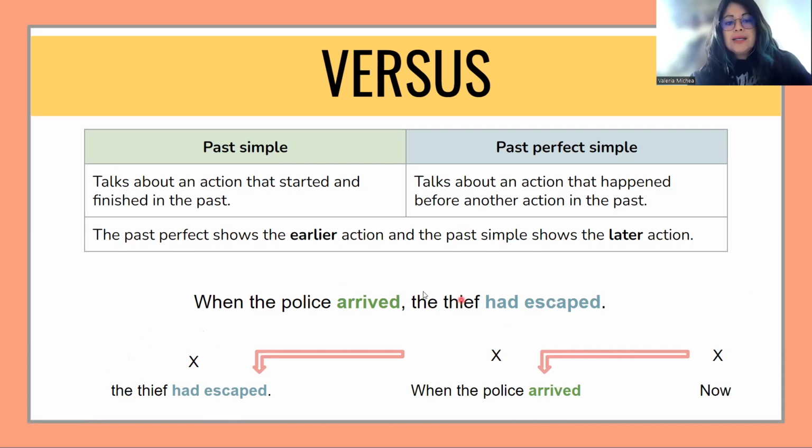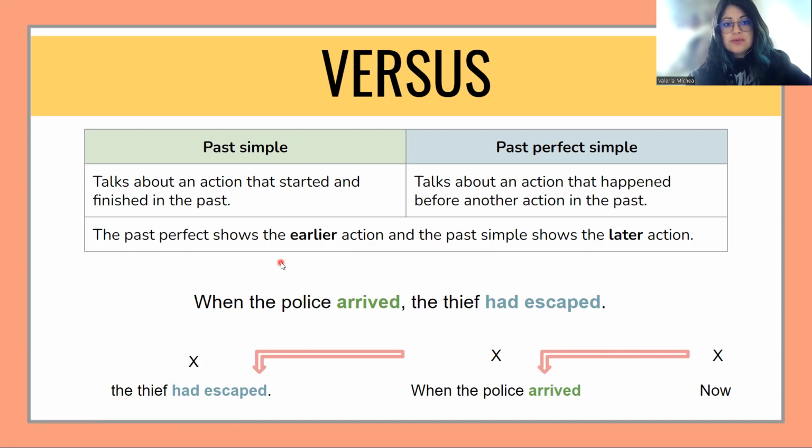We are going back in the past. So the past perfect shows the earlier action and the past simple shows the later action. Earlier action, nope. Later action, this is the past simple. Earlier action, yes, this is the past perfect, right? So remember that. Now in the present, I'm telling you that something happened in the past, but before that, something else happened. That's the idea. That's the main difference. Now we have to practice.